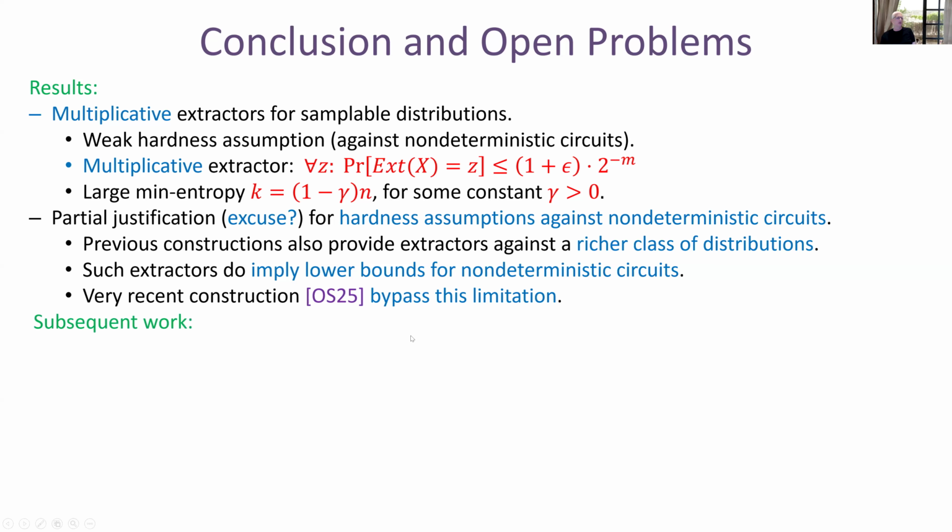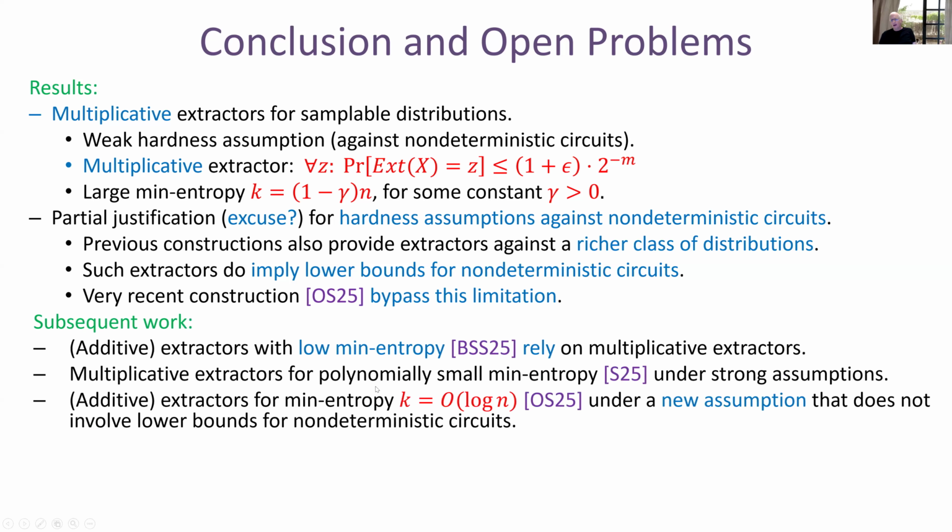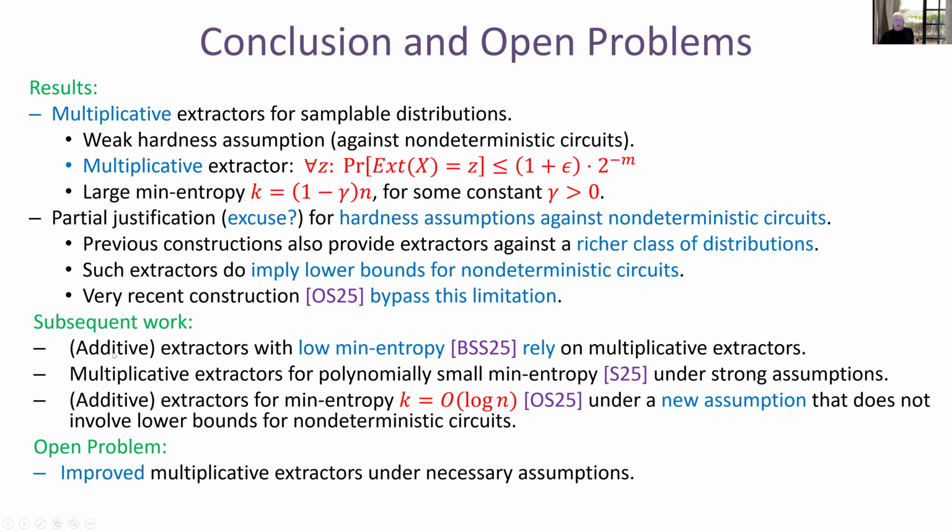And let me use the opportunity to also mention some subsequent work. So there is subsequent work with Ball and Silbach, and also this paper I told you about with Justin O, which gets extractors for lower min-entropy, which I think is a very interesting open problem. Most of these extractors are additive and not multiplicative, so it's an interesting open problem to make them multiplicative, hopefully with the best possible parameters and under the weakest possible assumptions.